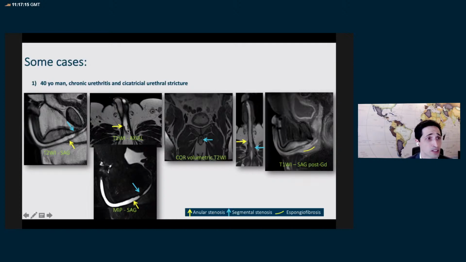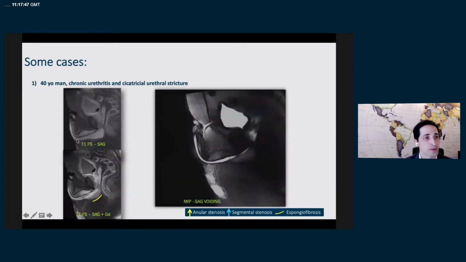It demonstrates not only the stricture itself. Here is the annular stricture, and here is the segmental stricture, but it can see not only the stricture itself, but also the epithelial layer thickening at the site of the stricture. And we know that establishing the location and length of stricture, as well as spongial fibrosis degree, are critical factors for the correct choice of treatment methods.